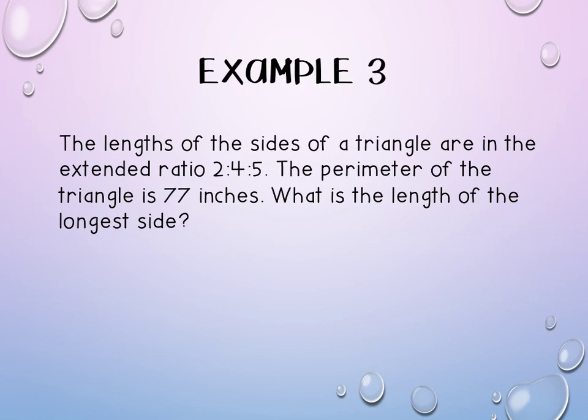But you'll also see these in word problems like this. This says the lengths of the sides of a triangle are in the extended ratio of 2 to 4 to 5. The perimeter of the triangle is 77 inches. What's the length of the longest side? So now I'm talking about perimeter, right? How do I find the perimeter of a triangle? Add up the 3 sides. So it's 2 times something I don't know yet, plus 4 times something I don't know yet, plus 5 times something I don't know yet, equals 77 inches.